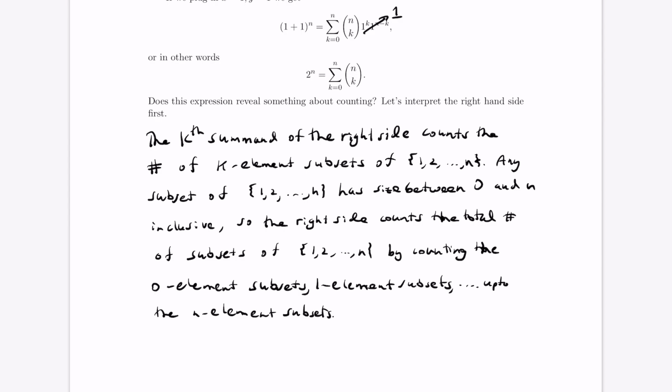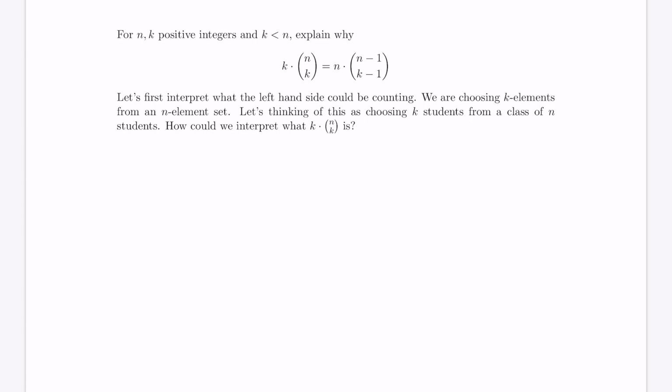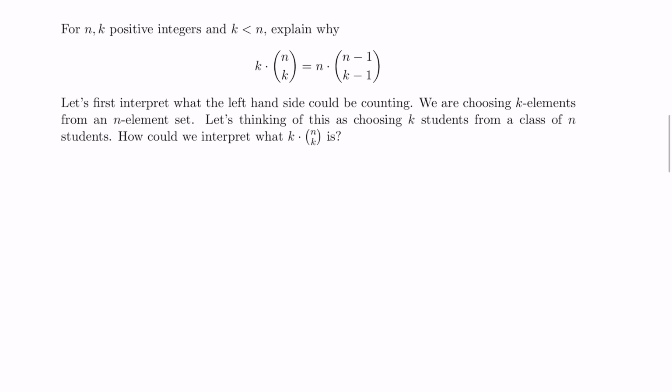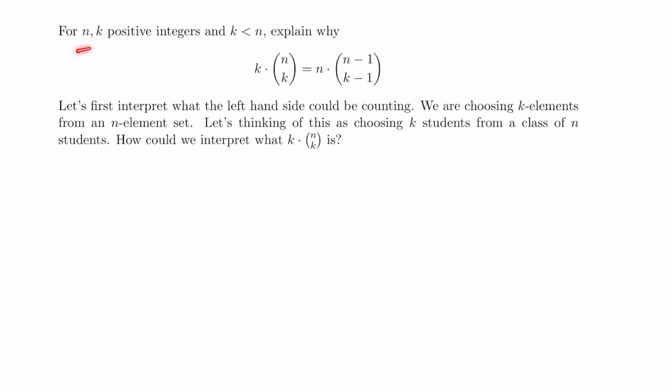And that's going to be the theme of what we do today, thinking about how to count things in these two different ways. So let's look at our next example. All right, so the next thing we're going to think about is this problem right over here. Given positive integers n and k, with k less than n, explain why k times n choose k is equal to n times n minus 1 choose k minus 1. Now we could expand all of this algebraically and maybe come up with a conclusion, but the idea is to interpret how these two things are counting the same phenomenon, but just in different ways.